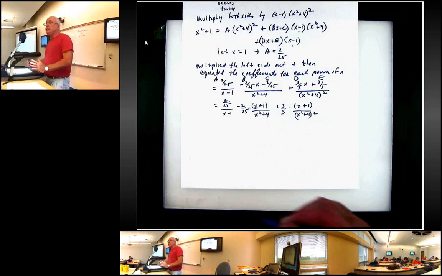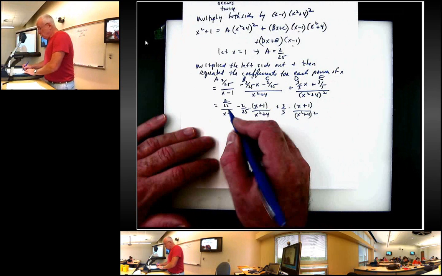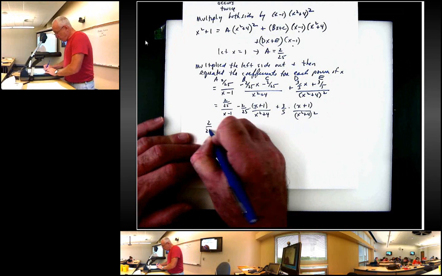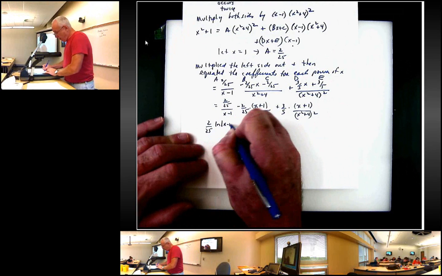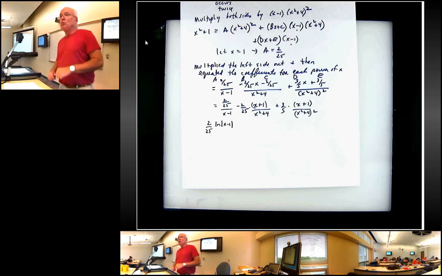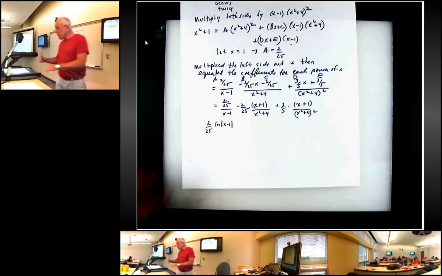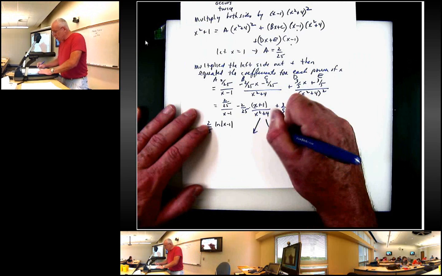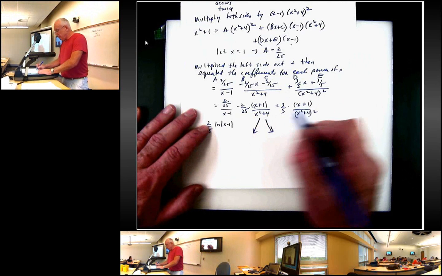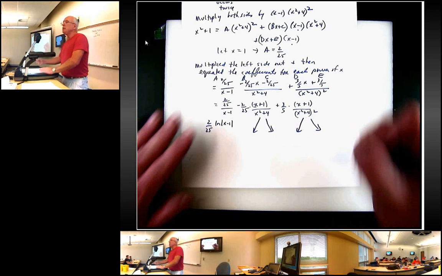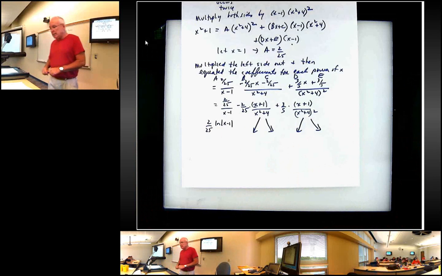The first one's easy to get, I hope. 2 over 25 times the natural log of x minus 1. Now, for the second and the third terms, I need to do what Will had suggested that we do before. In order to get these antiderivatives, notice there are two terms in the numerator here. There's an x, there's a 1, there's an x, there's a 1. I need to break these up into two terms to get the antiderivative.